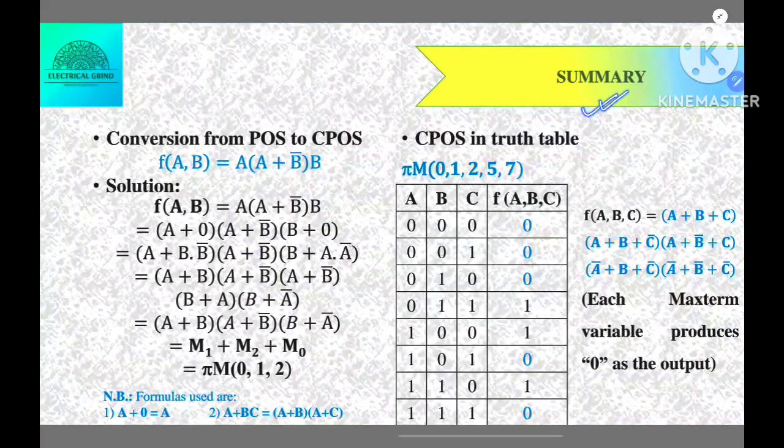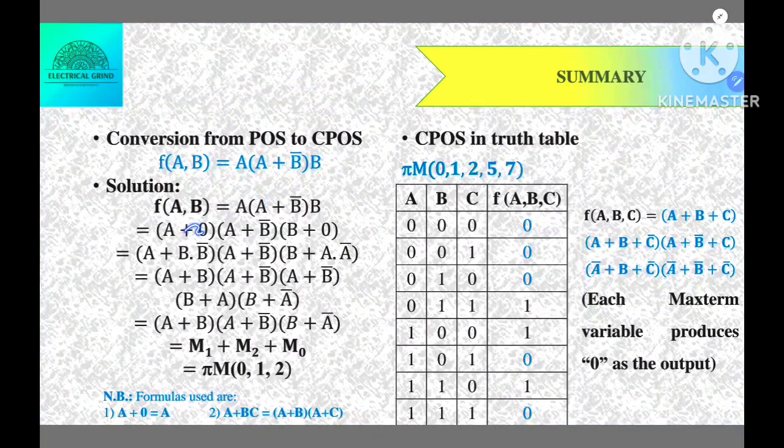Let us summarize. If we are given a question where we need to convert a POS form into CPOS form, say we are given A into A plus B bar into B, then we will start with adding a 0 to all the single literals. Previously in SOP form, we multiplied the logic 1. Here in POS form, we will add the logic 0. It is also in accordance with what we found earlier, that max term is the complemented form of min term. So 0's complement is 1 and AND gate's complement is OR gate.